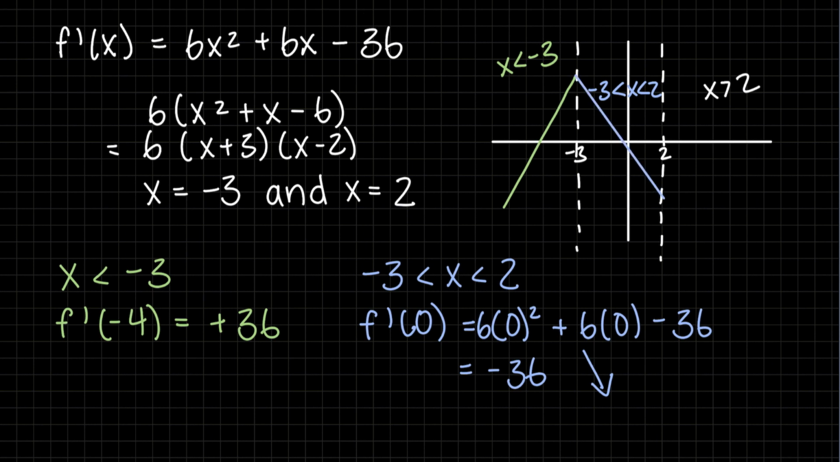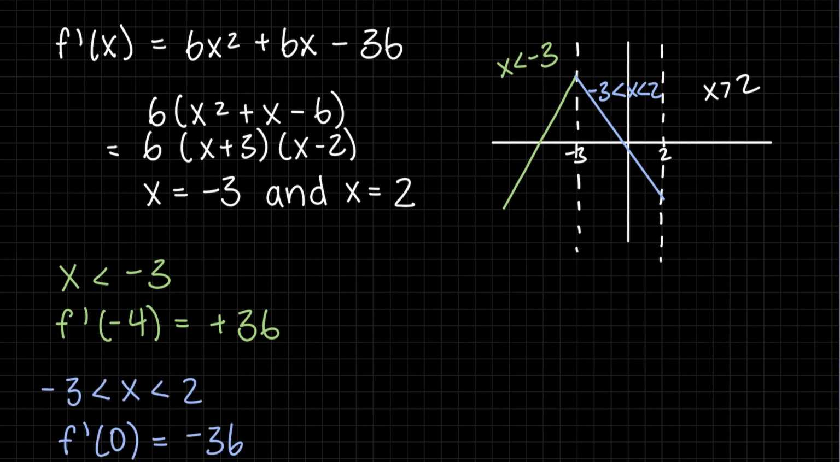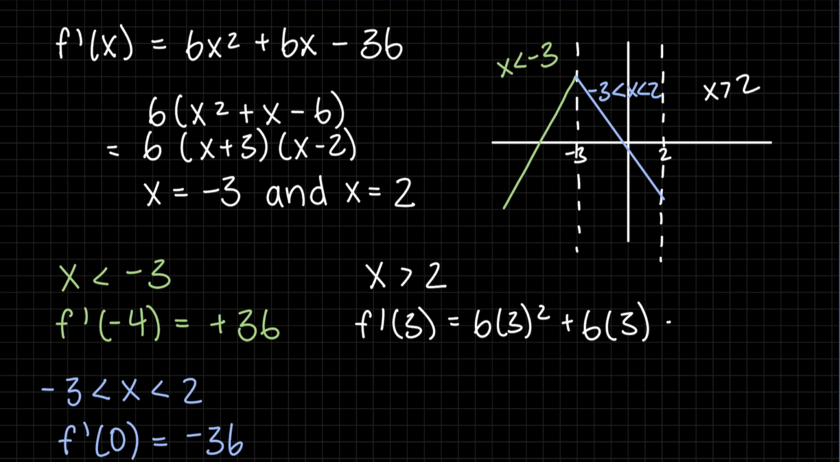Because we're just sketching, it truly does not matter what the slope of the line is, as long as it's pointing in the upward or downward direction. And finally, we're going to plug in a value of x that's greater than 2 into our equation. So let's just say I choose 3. So f prime of 3 is equal to 6 times 3 squared plus 6 times 3 minus 36.